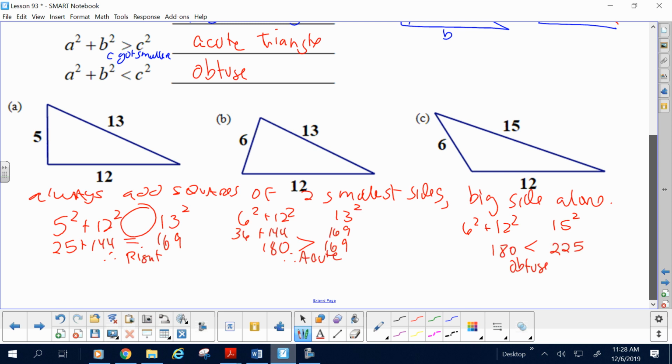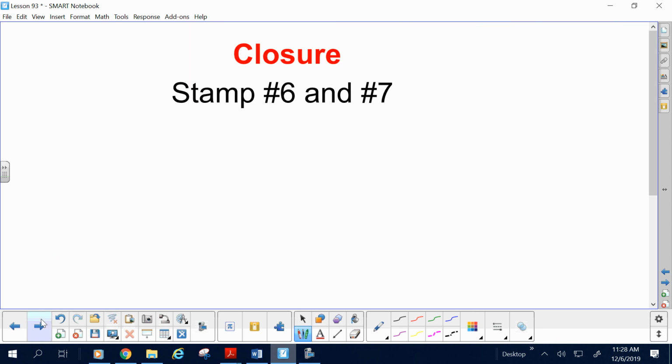If this is 11, where would the 4 and 7 have to be in order to connect? Right on top of it. That is not a triangle. They have to add to more than the first side. More than.